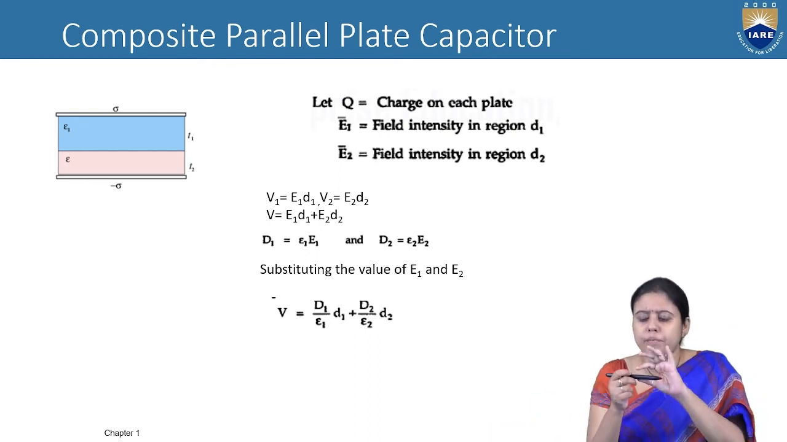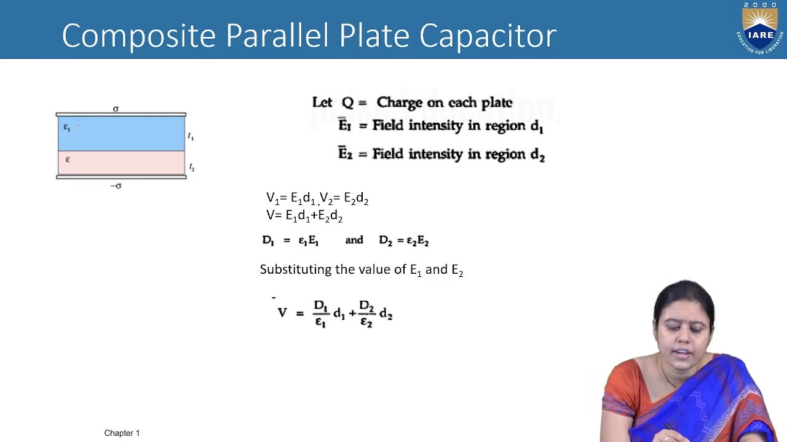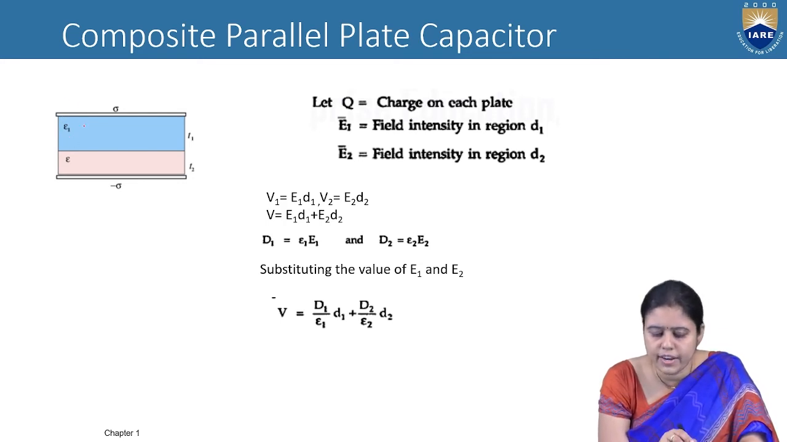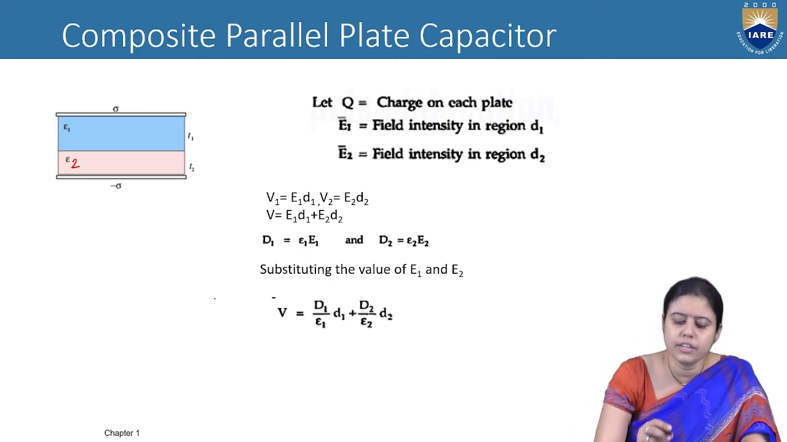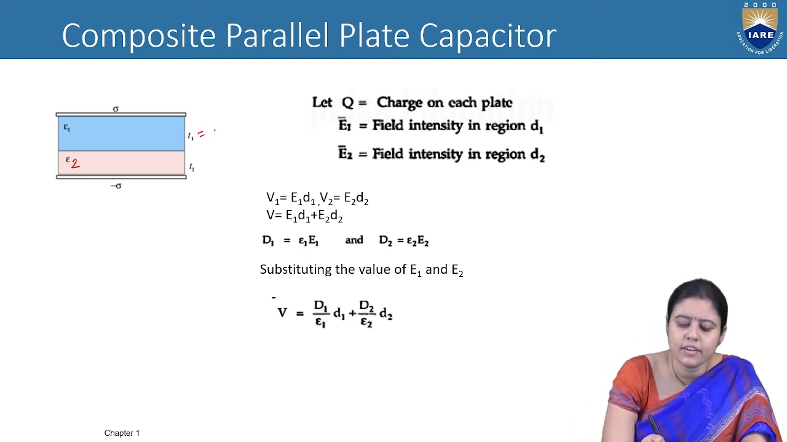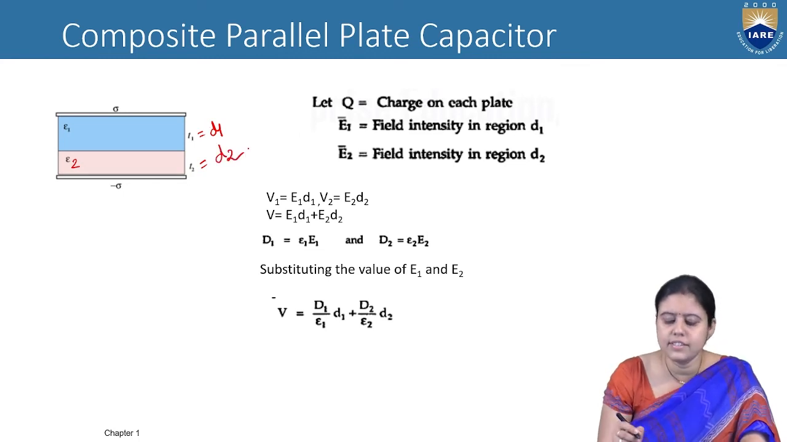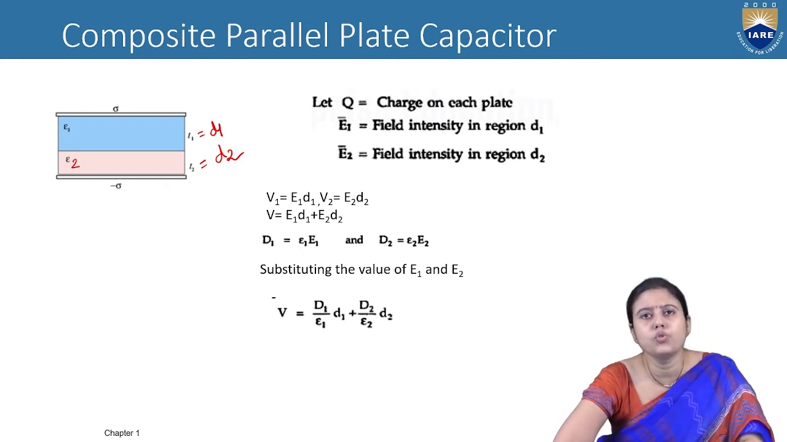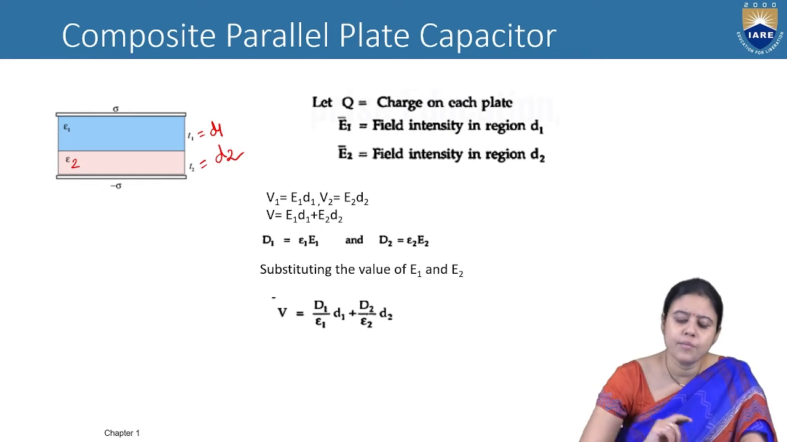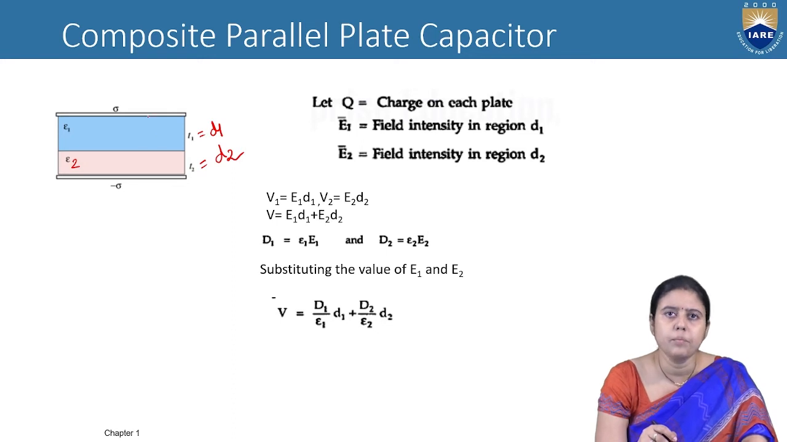So different types of layer is given. Here we are assuming there are two things. One is epsilon 1, another one is epsilon 2, and the distance between them, the thickness T1, which we can write D1 distance, and the thickness of the second one is T2, which can be written as D2. So what is T1 and T2? T1 and T2 is the thickness of the different types of material, different types of dielectric material.